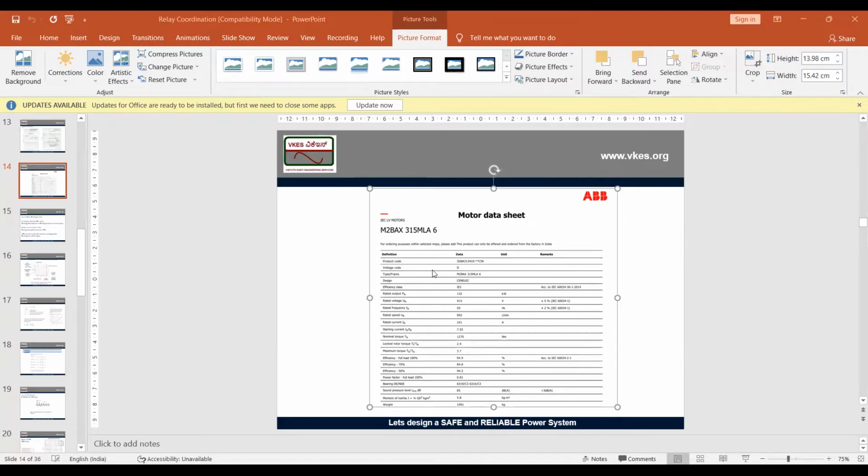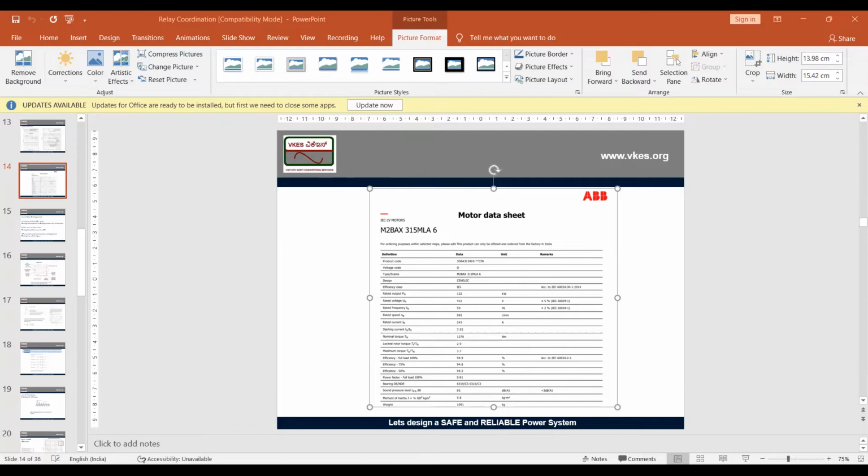Pinaki, do you have any motor data sheet? Not right now, sir. Speed, torque, all, we don't have, sir. Okay, then I'll do one thing. I will share one ABB data sheet. I have shared one ABB data sheet in the WhatsApp group.